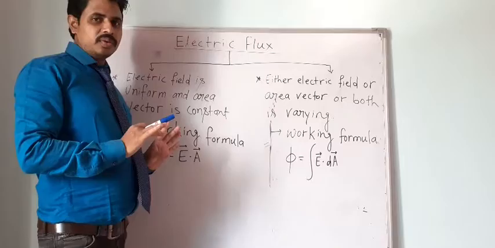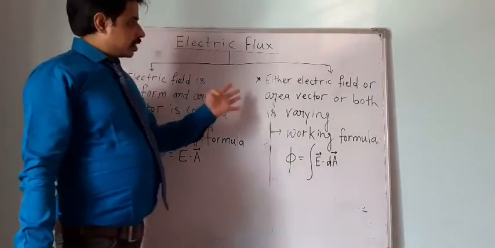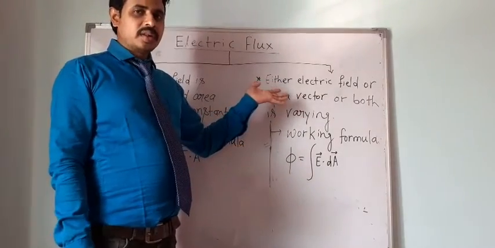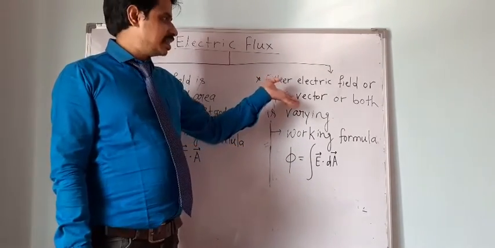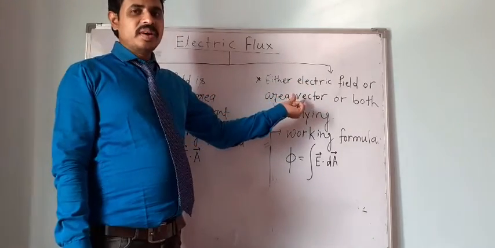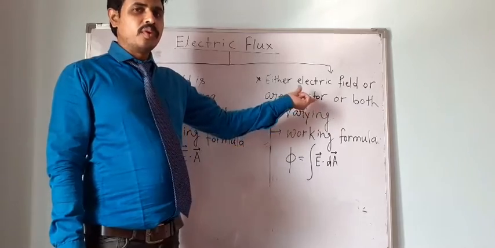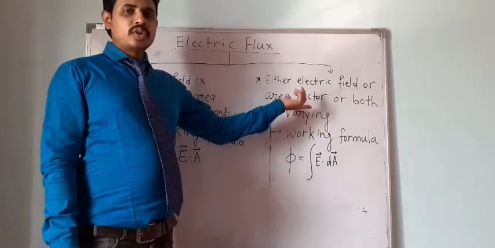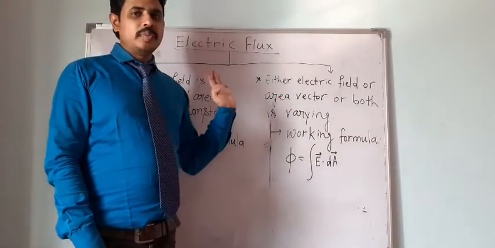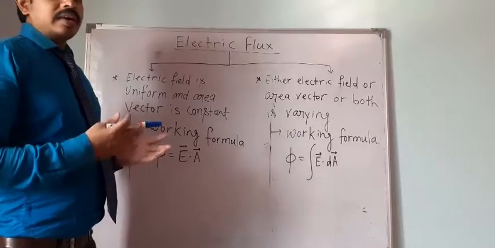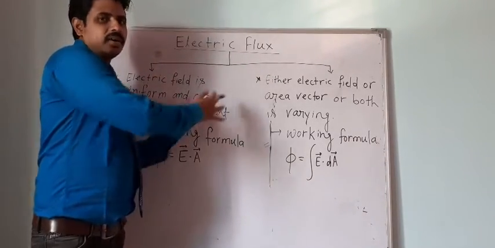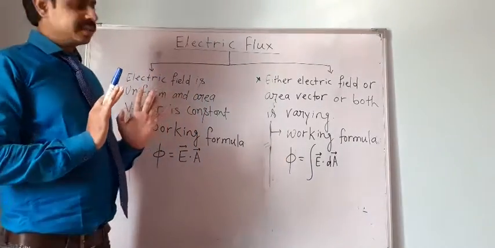And the other situation is that maybe electric field is non-uniform, it is not constant, it is varying. So maybe there is a varying electric field and even the direction of area vector is not the same throughout the area. So maybe area is also varying or maybe both are varying. These are the two basic cases. So all types of flux we can divide into two categories. Either it will fall in this category or in this category. There is no third category.